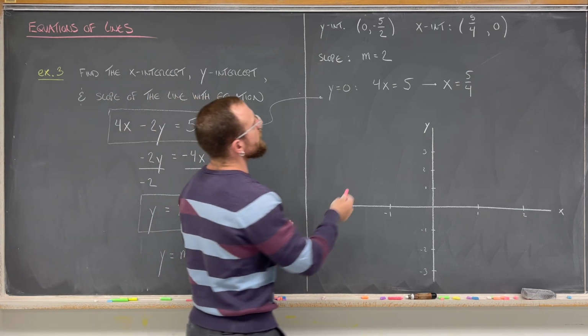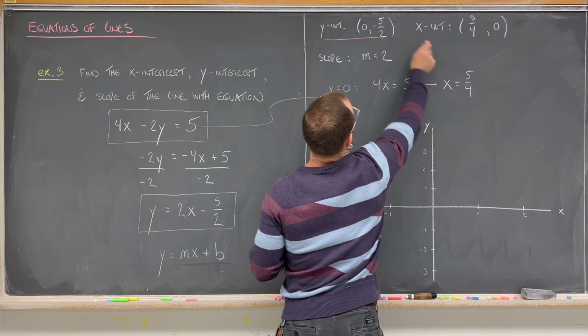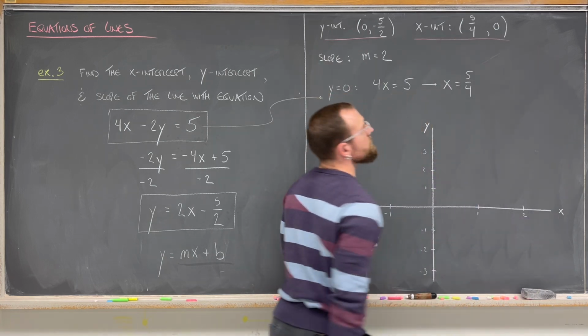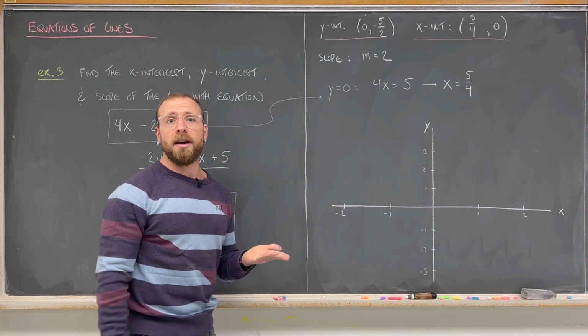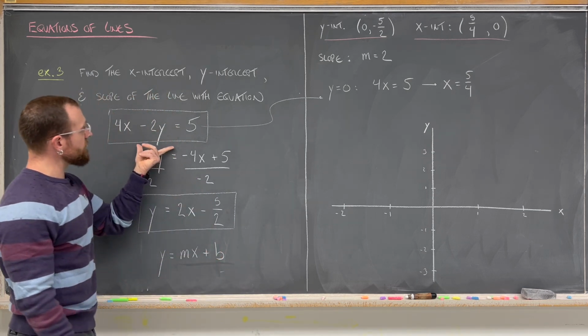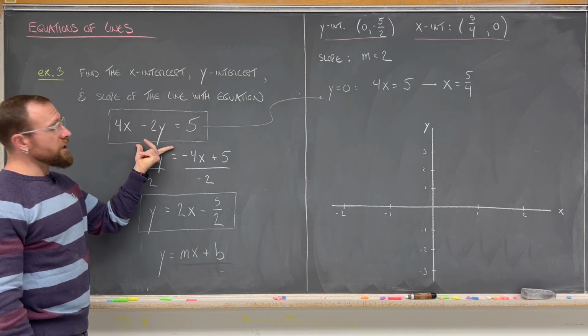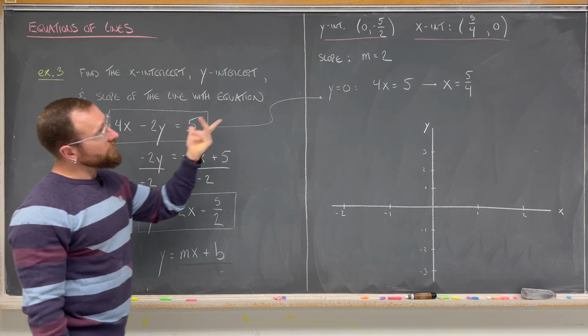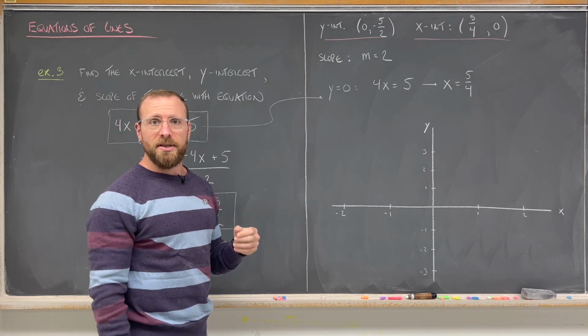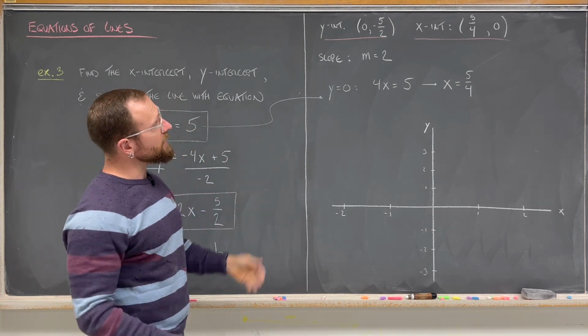Well, I can't think of any 2 points that are easier than the y-intercept and the x-intercept. So those are usually my go-to. If I'm trying to graph a linear equation, I generally find the x and y-intercepts, plot them, and then just connect them with a line.